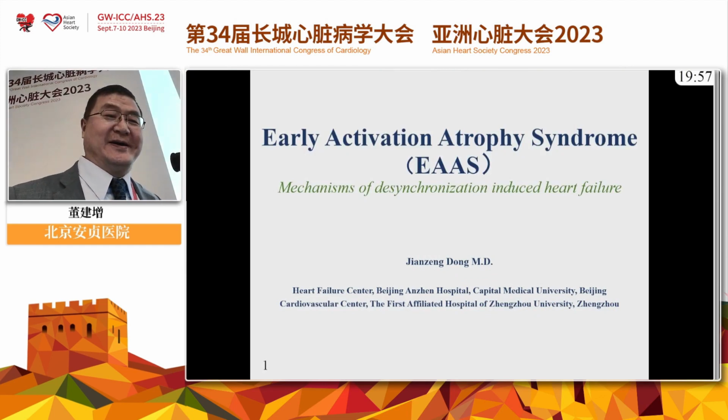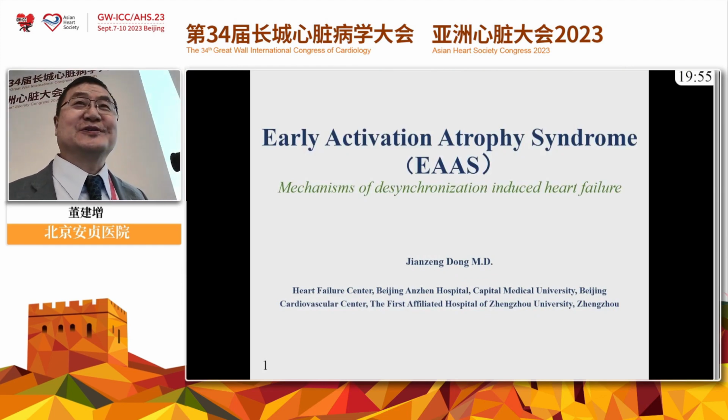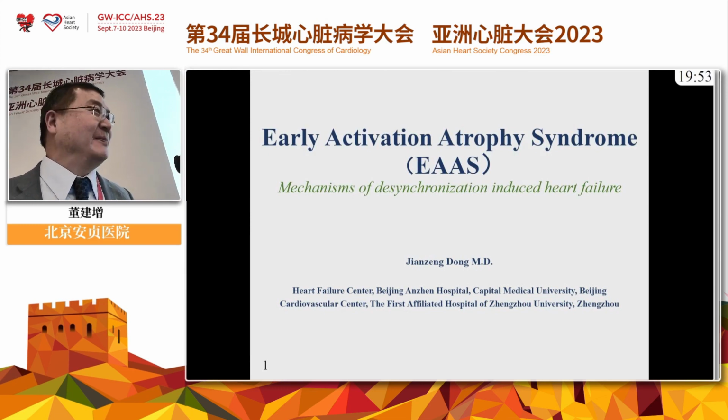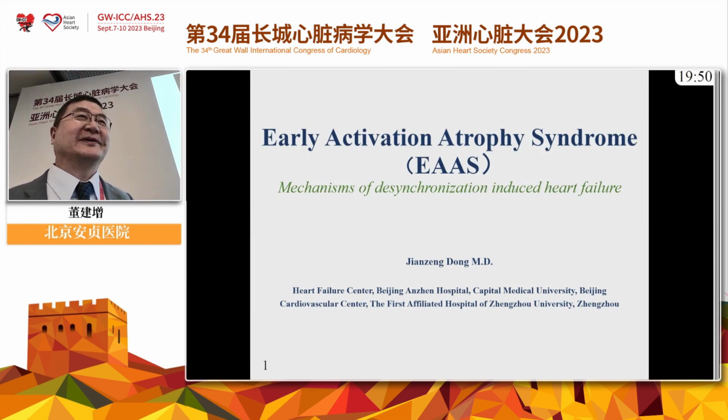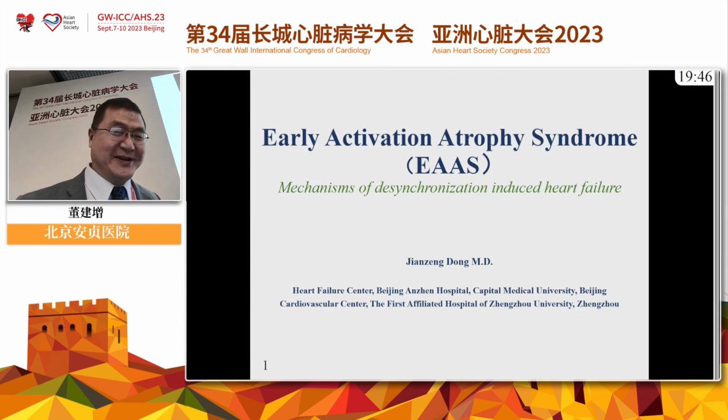I'm sorry I use such a strange name I made, but I think it stands for my point today. Early activation atrophy syndrome. It means that in the left heart, where it is activated early, it will get atrophy. That's my point.